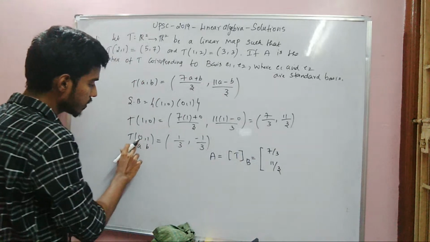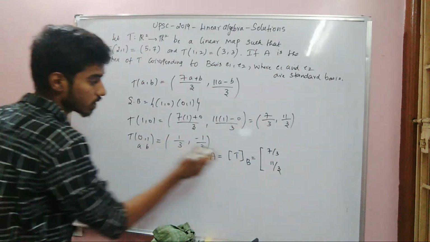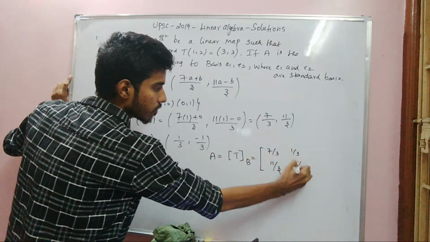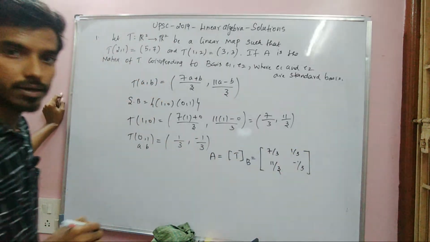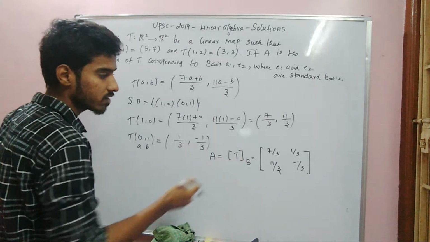And what is the corresponding vector for 0 comma 1? It is 1 by 3, minus 1 by 3. Now we need to find the rank for this matrix. It's a very easy process. Now what is the rank for this matrix?